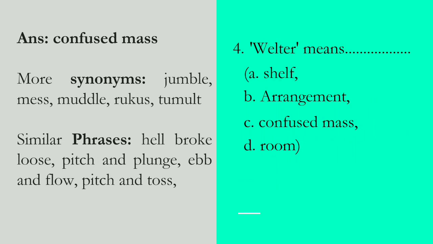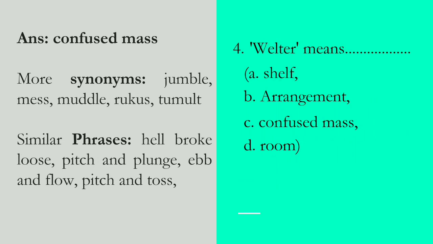Welter means, you have got quite these options: shelf, arrangement, confused, mass, room. And you can find that in the fourth sentence, that is, he once said, out of this welter of subjects and books, can I pick anything really to mould? So you can understand that there is a big mess of books, a big collection of books, or kind of confused.